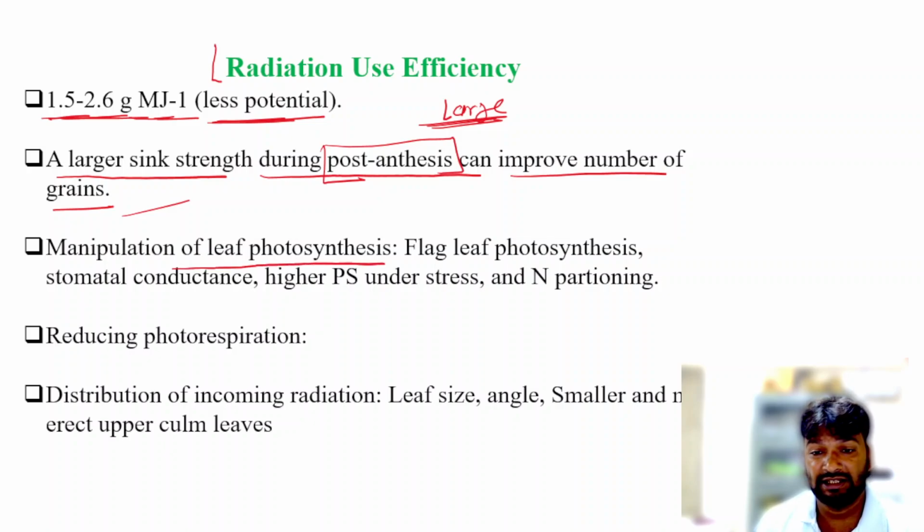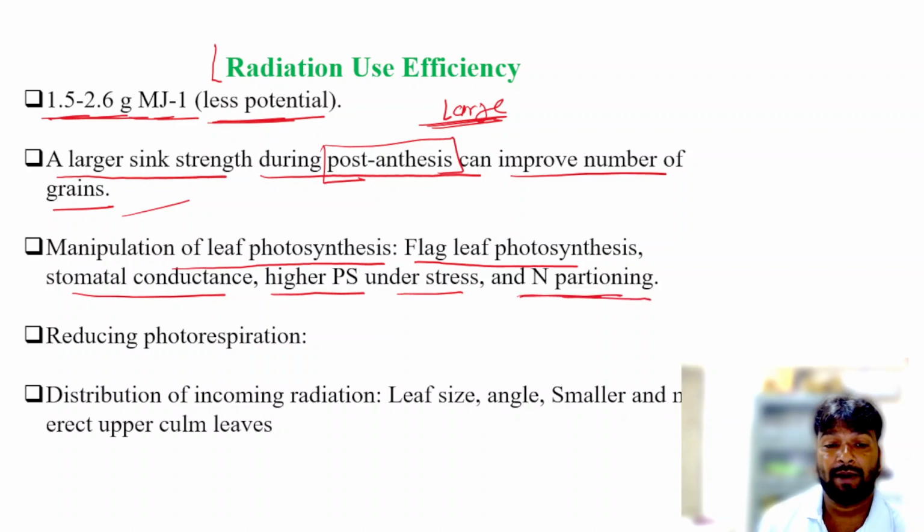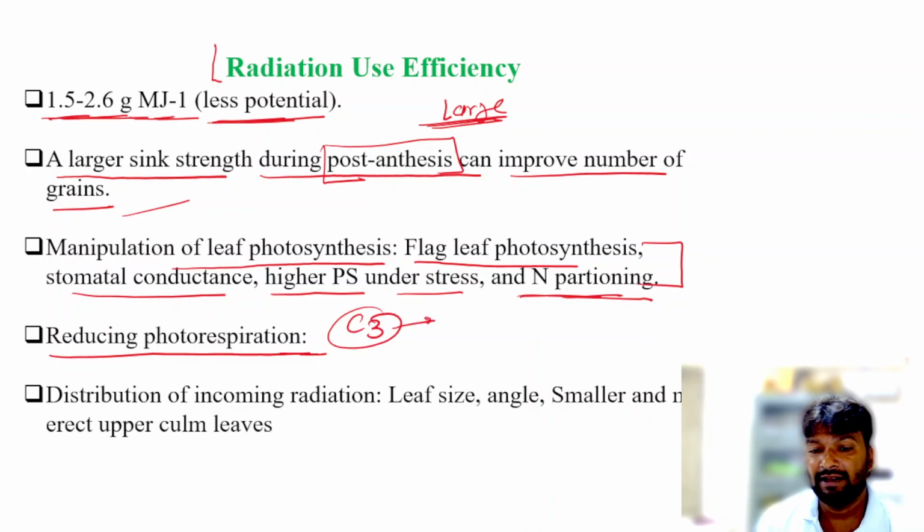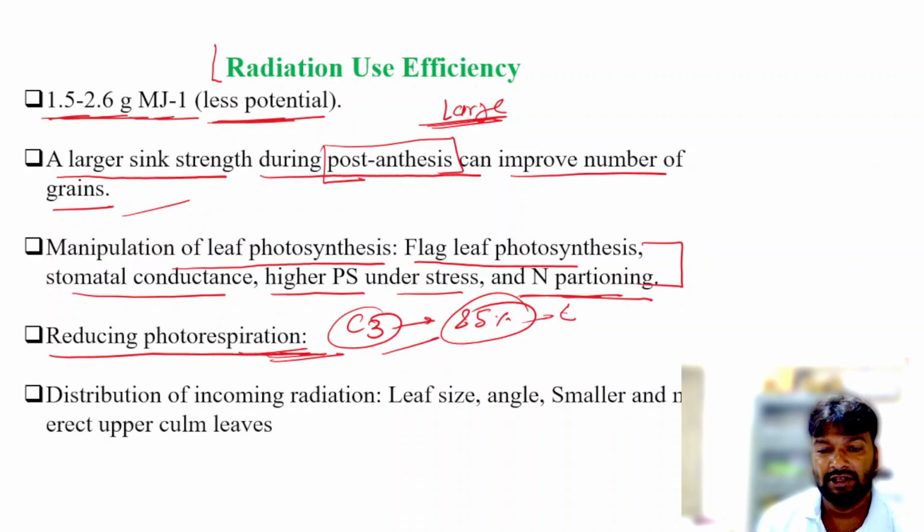Manipulation of leaf photosynthesis, mainly flag leaf photosynthesis, stomatal conductance, higher photosynthesis under stress, and nitrogen partitioning to the growing organ can also improve the yield. Then reducing photorespiration, because you know that in C3 plants 25% of the energy is lost in the photorespiration process. So here is also a possibility to increase the photosynthetic efficiency. Also there is the distribution of incoming radiation, which can be modified by the size of the leaf, so optimize the leaf size.